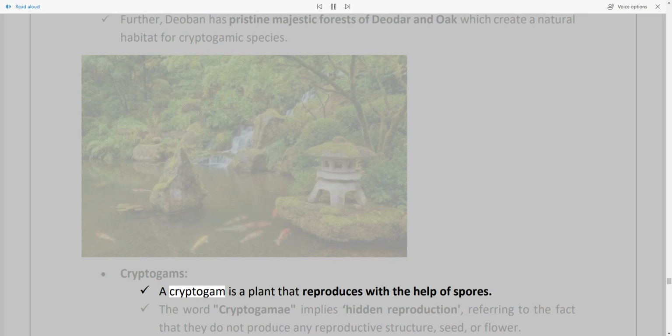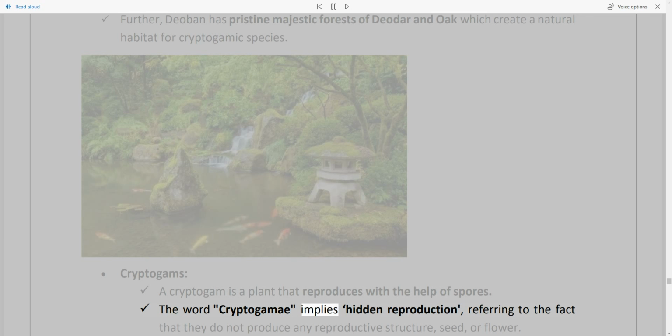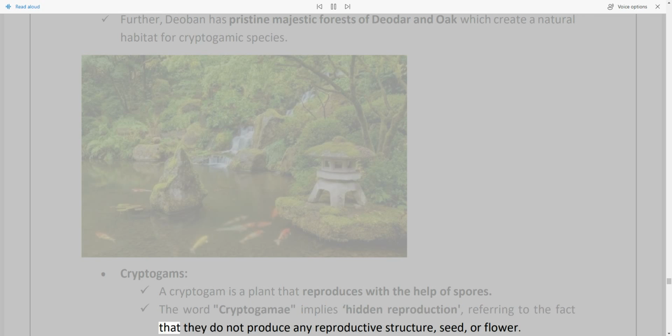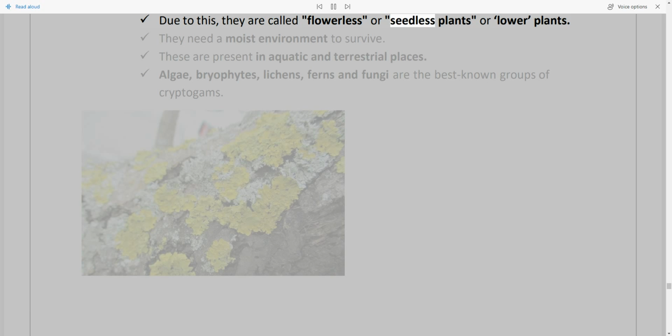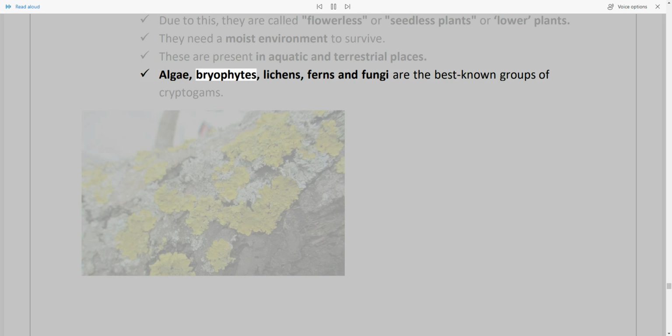Cryptogams. A cryptogam is a plant that reproduces with the help of spores. The word cryptogamy implies hidden reproduction, referring to the fact that they do not produce any reproductive structure, seed, or flower. Due to this, they are called flowerless or seedless plants or lower plants. They need a moist environment to survive. These are present in aquatic and terrestrial places. Algae, bryophytes, lichens, ferns, and fungi are the best-known groups of cryptogams.